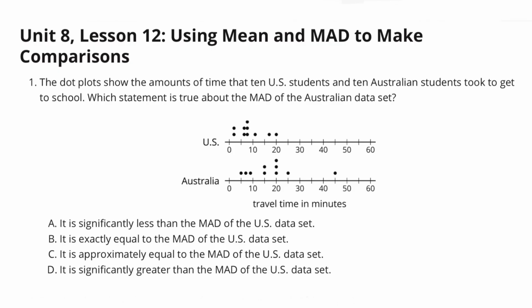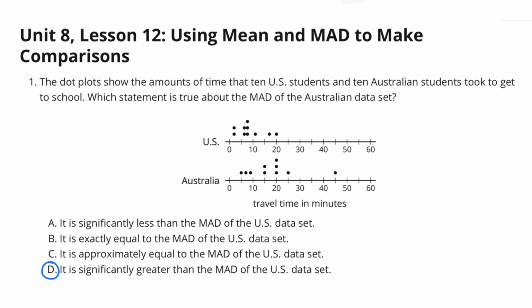Unit 8, Lesson 12, Using Mean and MAD to Make Comparisons. Number 1. The dot plot shows the amounts of time that 10 U.S. students and 10 Australian students took to get to school. Which statement is true about the MAD of the Australian data set?